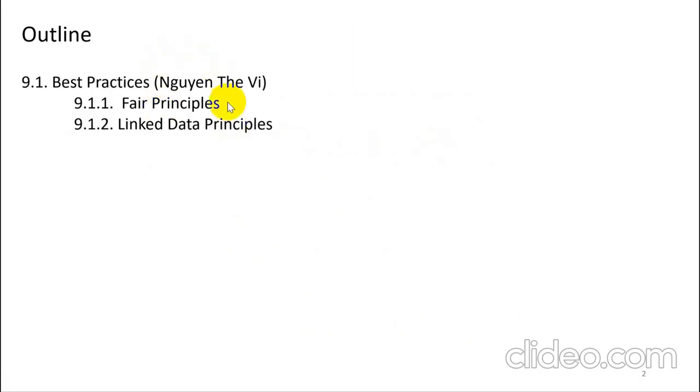This is the outline of my presentation. I will go through two sets of principles that have been proposed to guide the publication of data on the web.